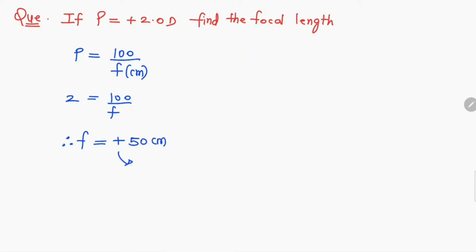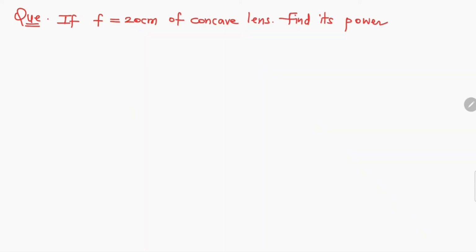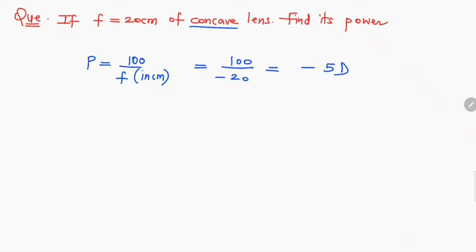Plus 50 is the focal length of which lens? Do you remember? Convex lens. So if they ask you which lens it is, answer is convex lens. Next question, if focal length of concave lens is 20 centimeters, find its power. Same formula, power is equal to 1 upon focal length, which should be in meters. If you want to use the same formula, 100 upon f, because I am using f in centimeters. But be very careful, focal length of concave lens is minus. So minus 20, hence answer is minus 5 diopters.